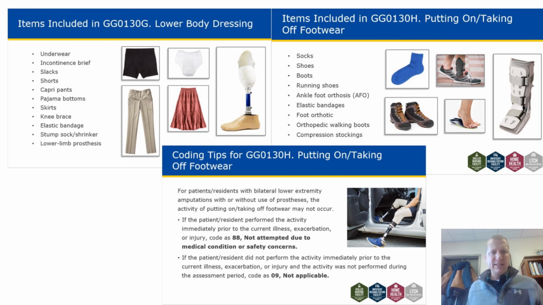Lower body dressing includes underwear, pants, incontinence briefs, slacks, shorts, capri pants, pajama bottoms, skirts, perhaps a knee brace, if they have to wear some kind of an elastic bandage, stump sock shrinker, or any lower extremity prosthesis. Okay, and so again, it's the ability to put on and take off.